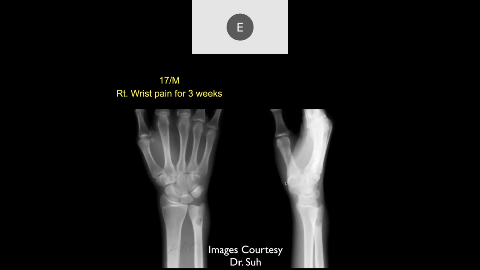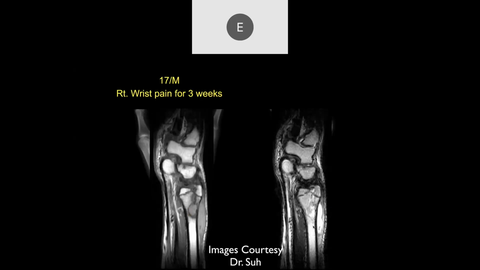17-year-old, right wrist pain for 3 weeks. The distal ulna is jumping out at me. There's some lucency there. Not sure what that could be. And on the MR, we see maybe a sinus tract and maybe a small intraosseous fluid collection there.